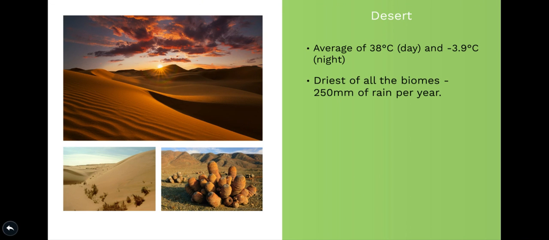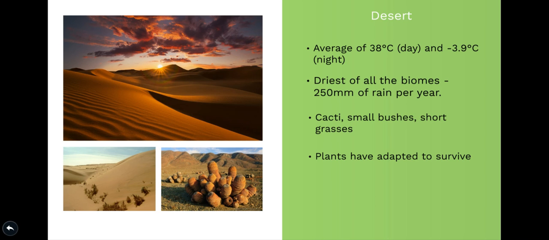They're the driest of all biomes, but we do get rain in the deserts. Possibly as much as 250 millimeters of rain per year. But this tends to be in very, very short seasons, short wet seasons, when some plants will flourish in those times. And we tend to get cacti, small bushes, very short grasses that will all have adapted for life in the desert.